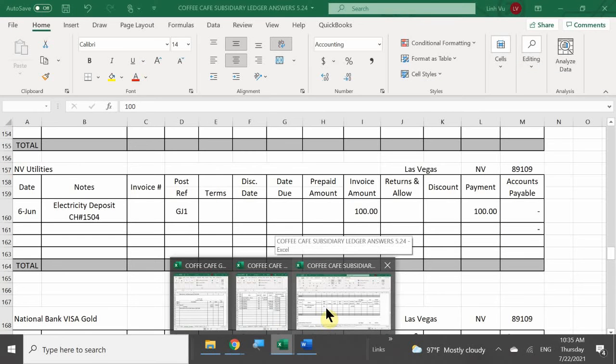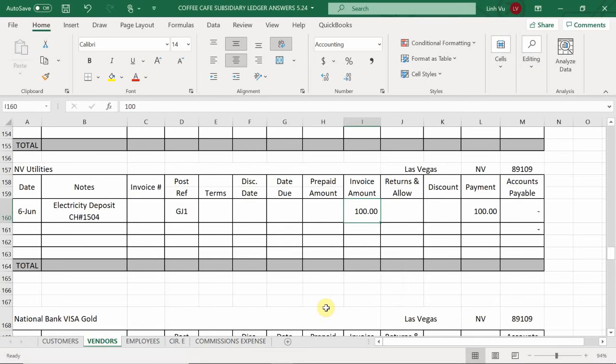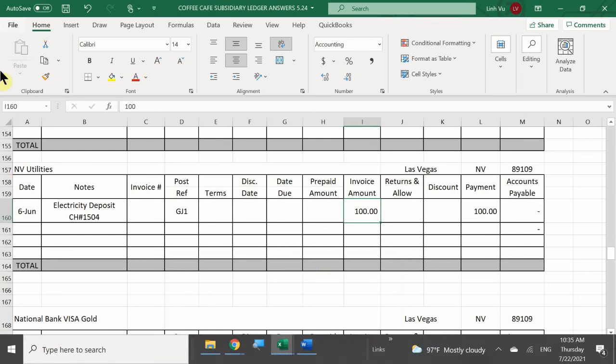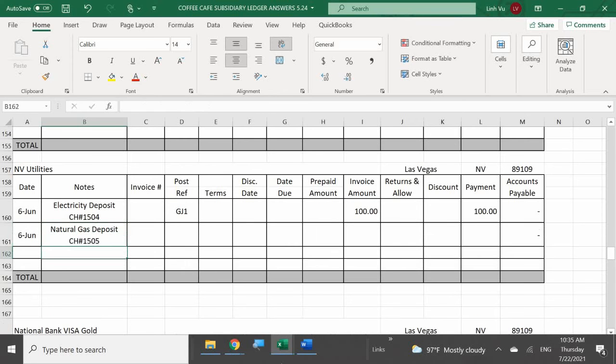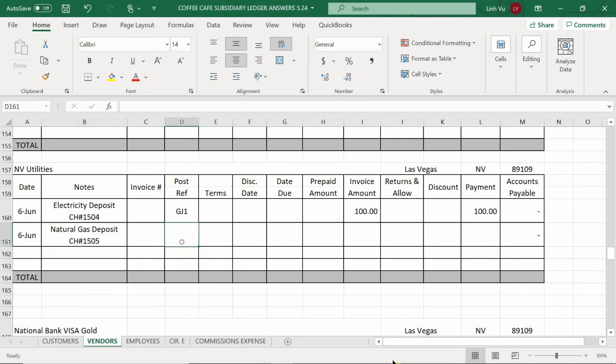So after we've done that, we still need to go back to our subsidiary ledger because we do need to record that this transaction has happened, and we need to make sure that this is for the natural gas. Okay. I paid it using my check number 1505.